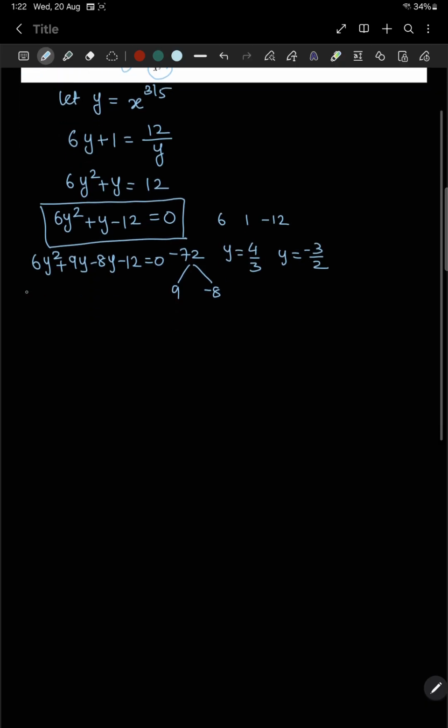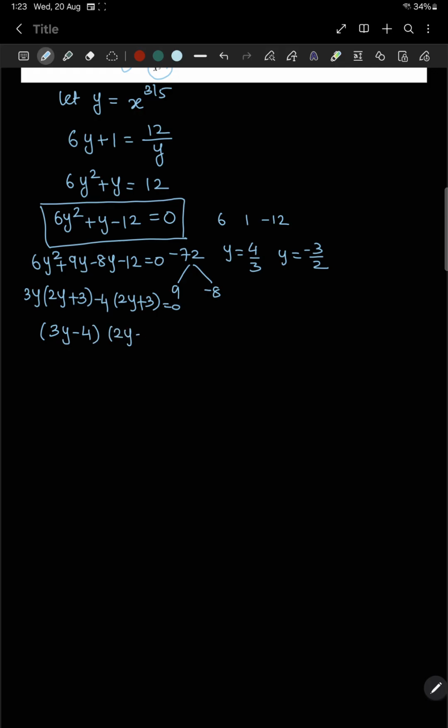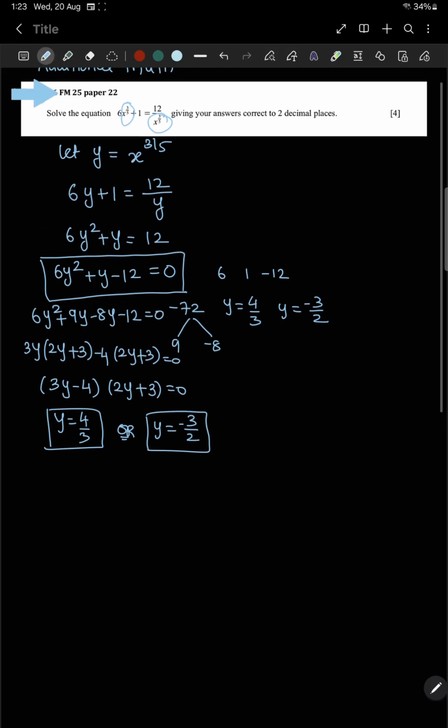Factorizing this further, I get 3y times 2y plus 3, again 2y plus 3, and the term that I would get here is minus 4 equals to 0. So the two brackets that I would be able to factorize this are these two. And therefore I get y equals to 4/3, just like what I got in the solver, or I get y equals to minus 3/2. So these are the two values that I would get for y.